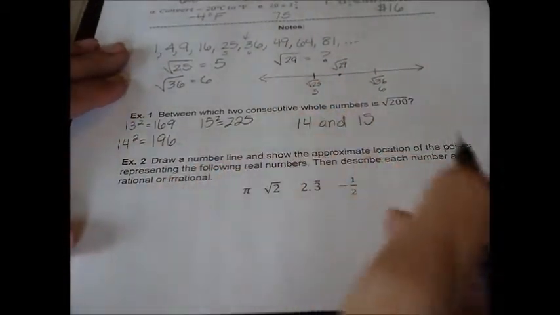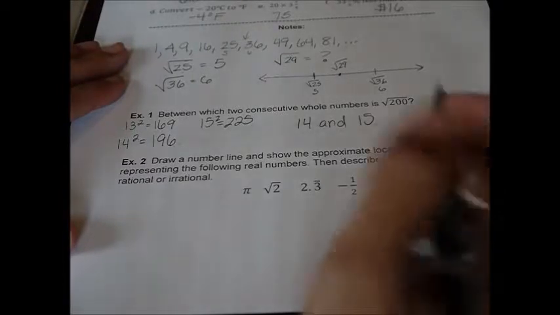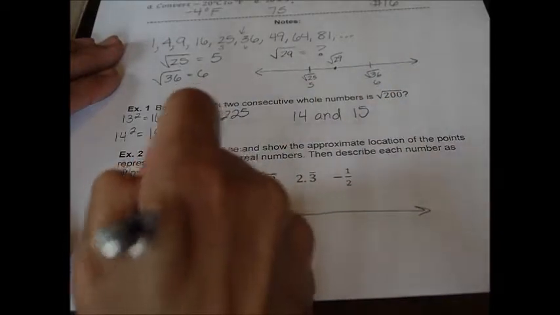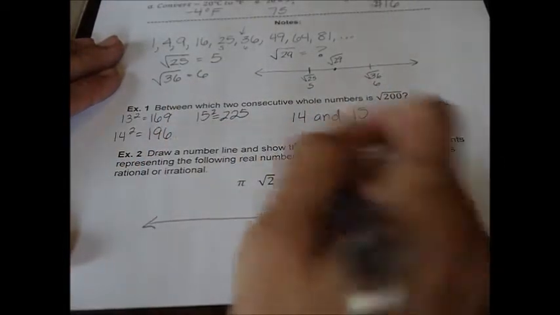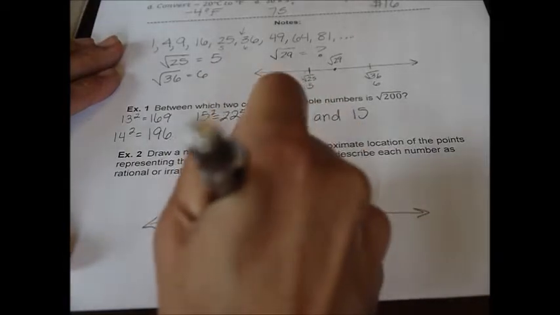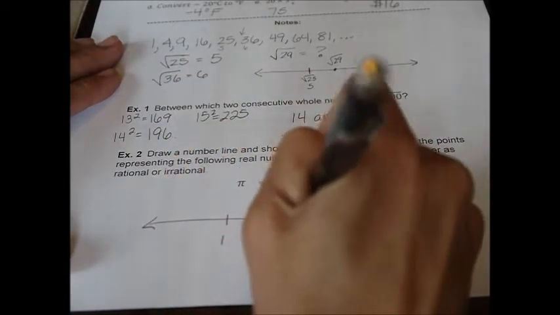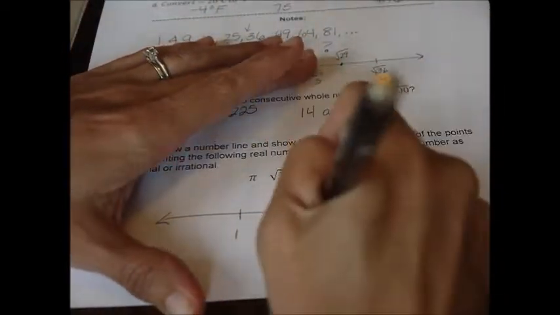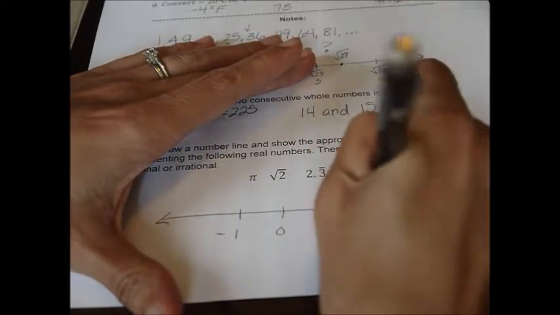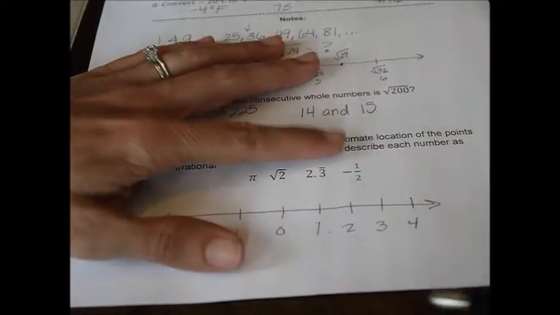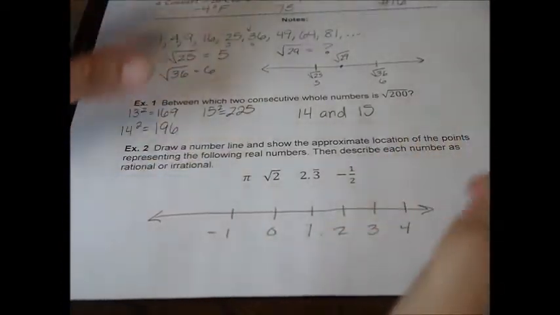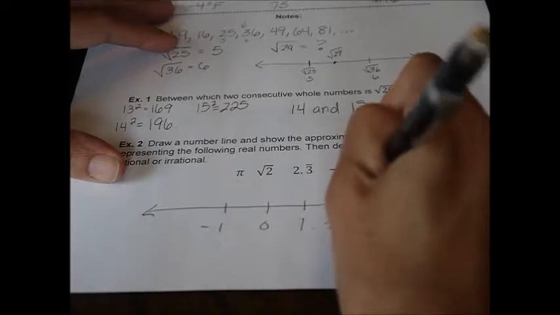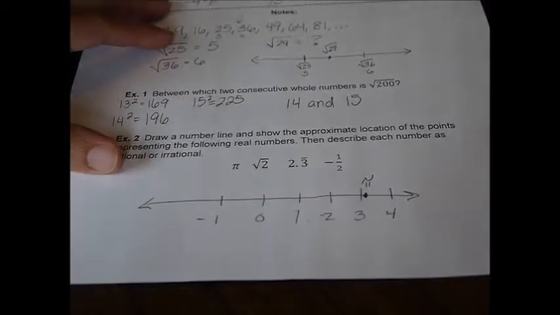Okay, now we're going to draw a number line and show the approximate location of the points. So we've got these numbers, and we got to figure out where they are located. Now, not everybody is greater than 0, so let's have 0 be here, 1 be here, because we want to make sure everybody's represented. That's a -1. Now, I think I've got it down. Okay, so pi we know is about 3.14. So we're going to put that right here and put pi.